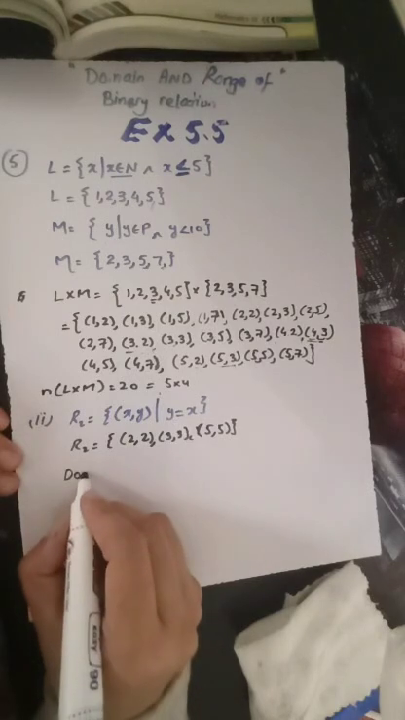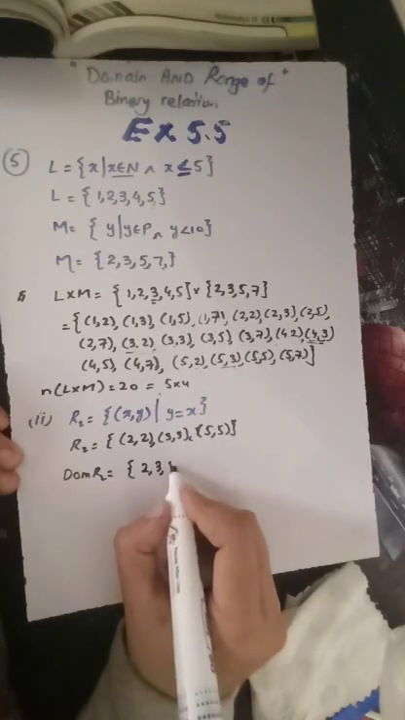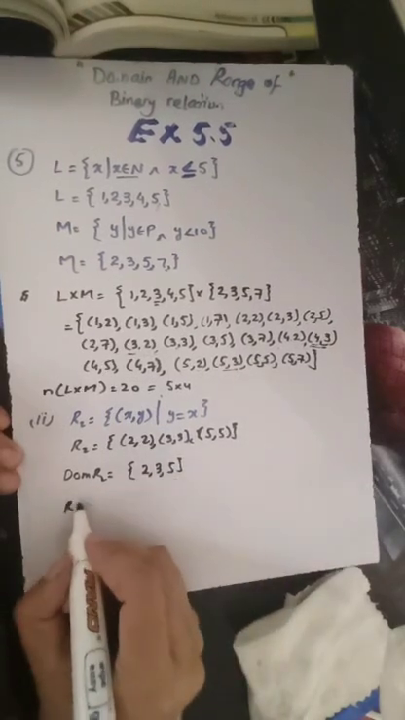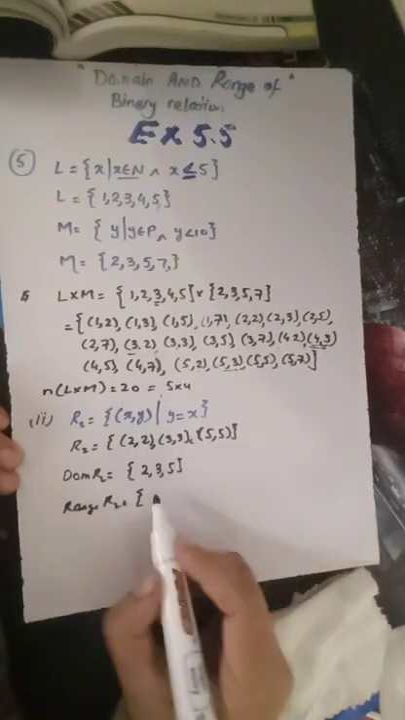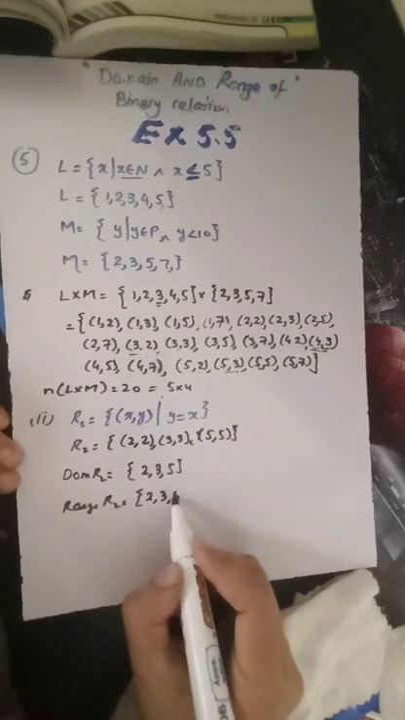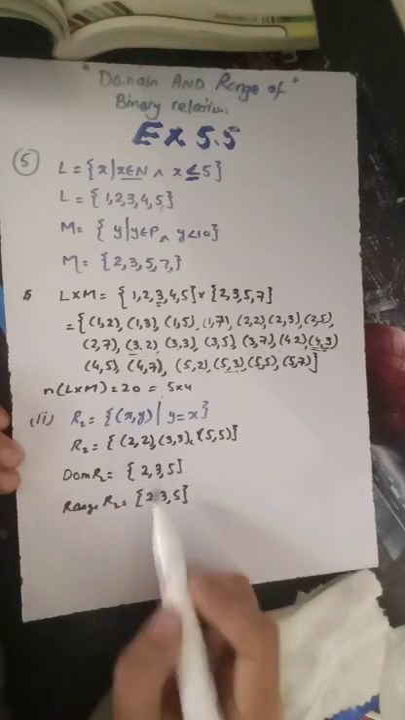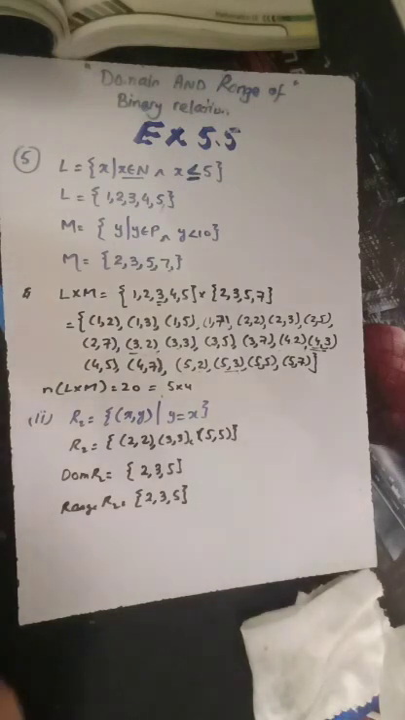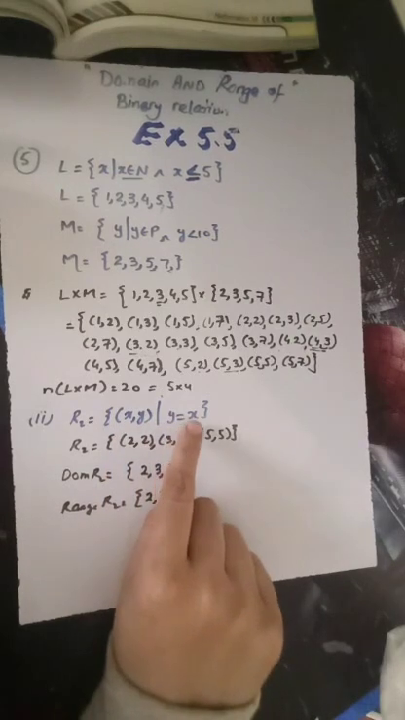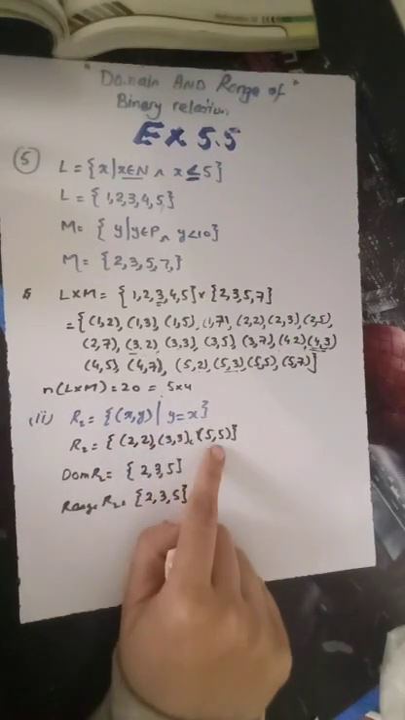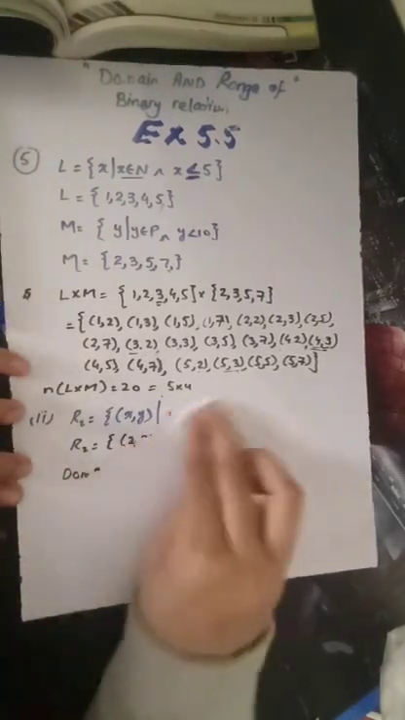Again, finding the domain of R2, we need the first elements of the relation, which are 2, 3 and 5, and the range of R2 is also 2, 3 and 5. The same numbers are used as range and domain, therefore they are equal. Otherwise this does not normally happen. So this is R2. We have taken all those ordered pairs in which x and y are equal. As you can see here, we have written the domain and range. So this completes part 2. Now let's move to the next part.